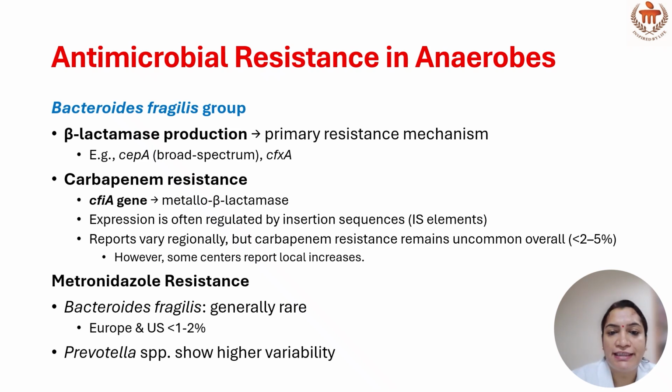Reports vary regionally, but carbapenem resistance remains uncommon overall, restricted to less than 2 to 5%. However, there are some centers reporting a slight increase in resistance rates in their setup. If you look at metronidazole resistance in Bacteroides fragilis, the resistance rates are quite low in Europe and US. But Prevotella species is one group of organisms which is showing variable resistance rates.